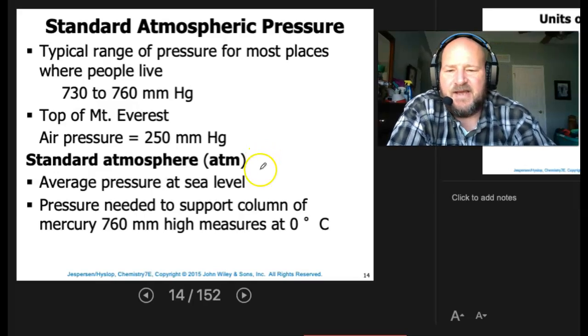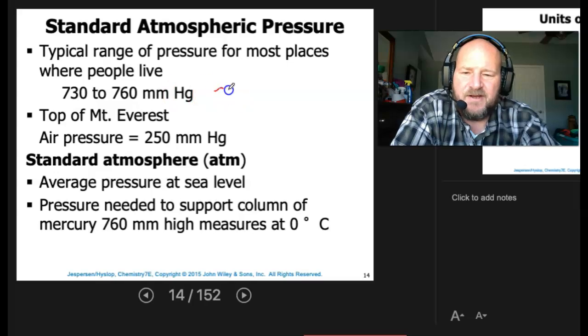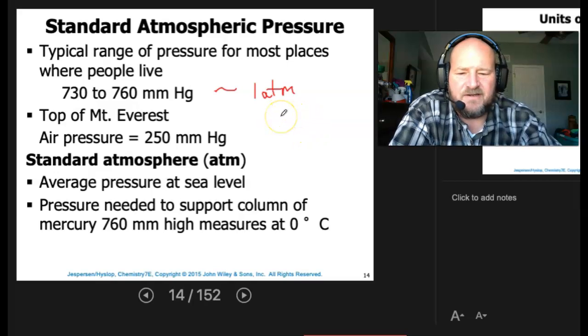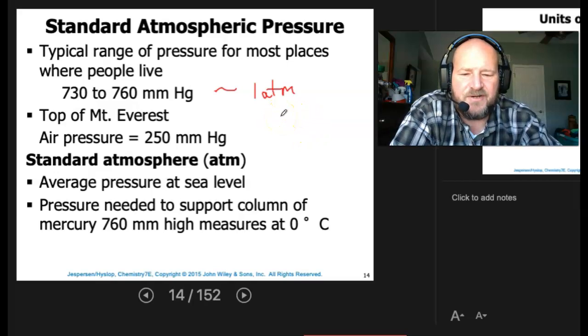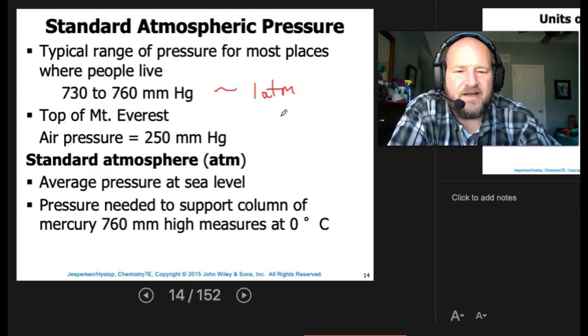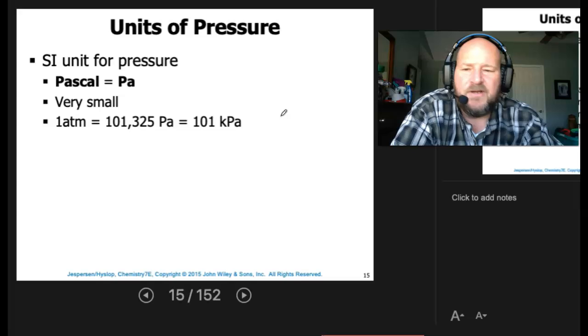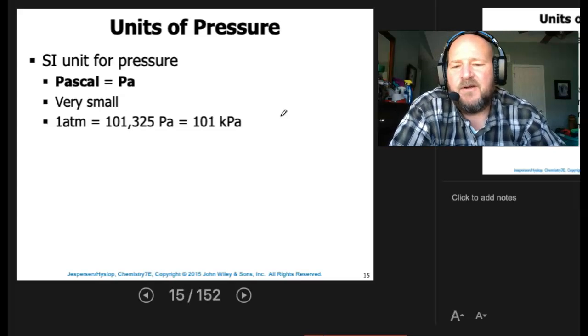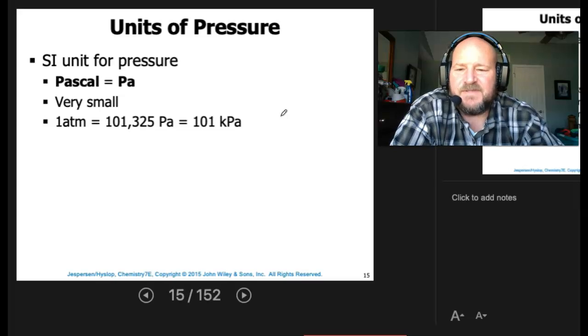Okay, so now in ATMs, this is going to be approximately 1 ATM. So your actual conversion is going to be 760 millimeters of mercury is equal to 1 atmosphere. And on the next slide, I'm going to give you a bunch of these. Your SI unit for pressure is actually the Pascal, but that's very small, so we like to use the atmosphere. So the atmosphere is 101,325 pascals or 101 kilopascals.